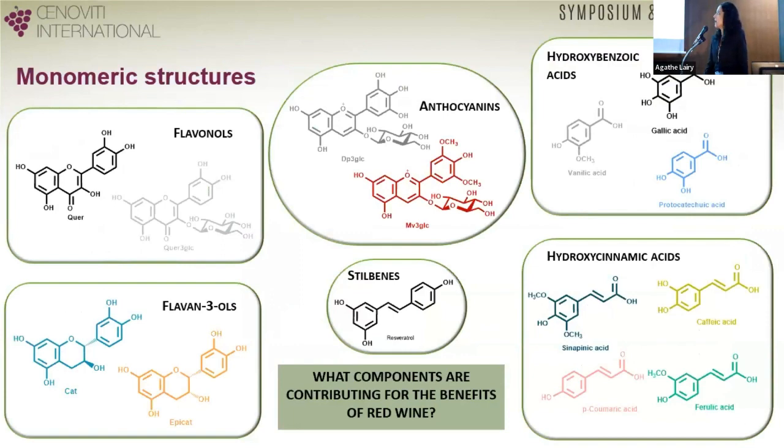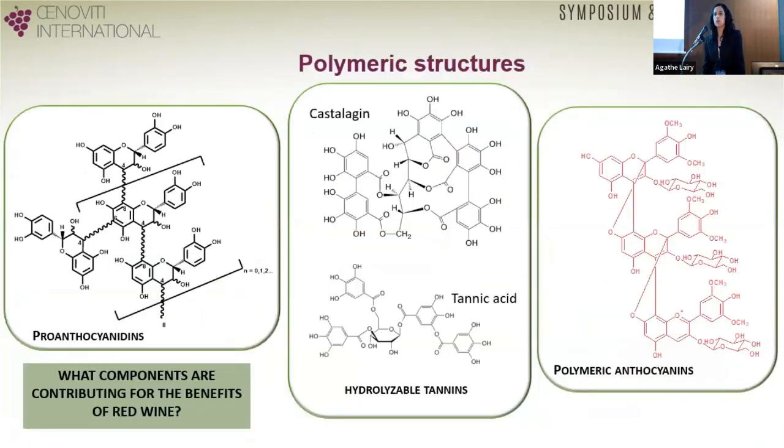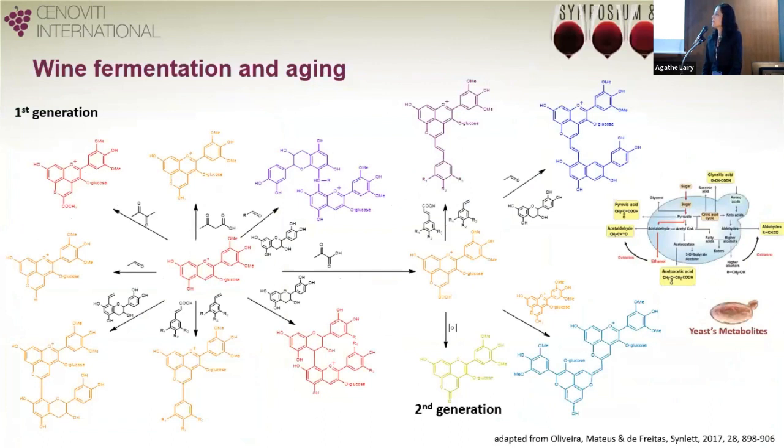So in terms of monomeric structures, we will have flavanols, anthocyanins, hydroxycinnamic and hydroxybenzoic acids, also obviously stilbenes and flavanthriols. And these are only small examples of the diversity of structures that we can get in terms of monomeric components. But we also have, and we also heard some comments on this today, polymeric structures in wine that are very, very important. So we have proanthocyanidins, hydrolyzable tannins, and we also can have polymeric anthocyanins. And what is, in fact, the contribution of these components to the health benefits is also something that we have to clarify.